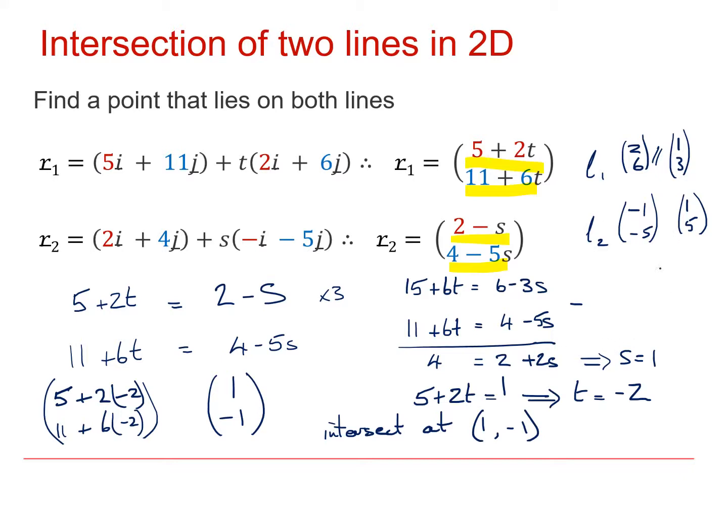If these were parallel and had no result, then from this type of working out, I would end up with something which was inconsistent, typically 1 equals 2 or something. And if they were collinear, then I would end up with something which is consistent, typically something like 0 equals 0. In other words, that it would be satisfied everywhere.